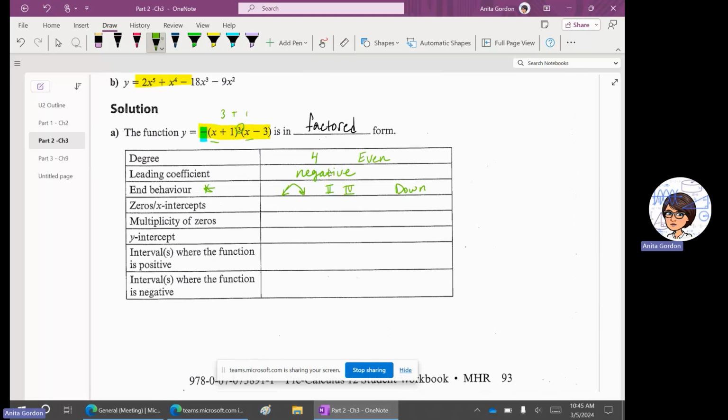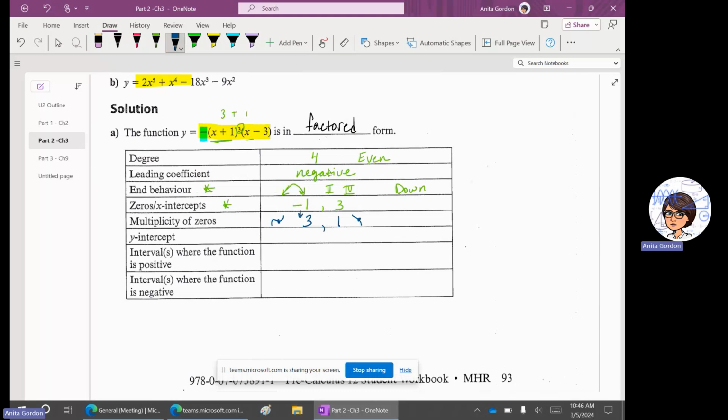What are the zeros or the intercepts? So what are the roots of the function? Well, I can see right from the factored form, it's -1 and +3. -1 has a multiplicity of 3, so I'm expecting a squiggle at that point. And +3 has a multiplicity of 1. I'm expecting a cut through that point.